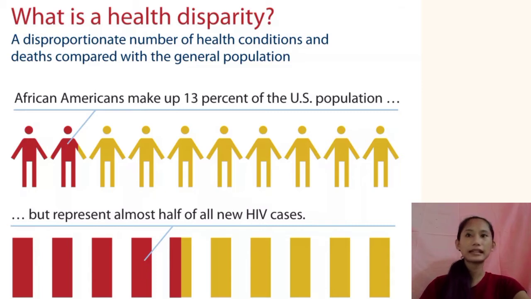So, health disparity in simple terms refers to a disproportionate number of health conditions and deaths compared with the general population. For instance, African Americans make up 13% of the U.S. population. However, they represent almost half of all new HIV cases despite their low number of population.